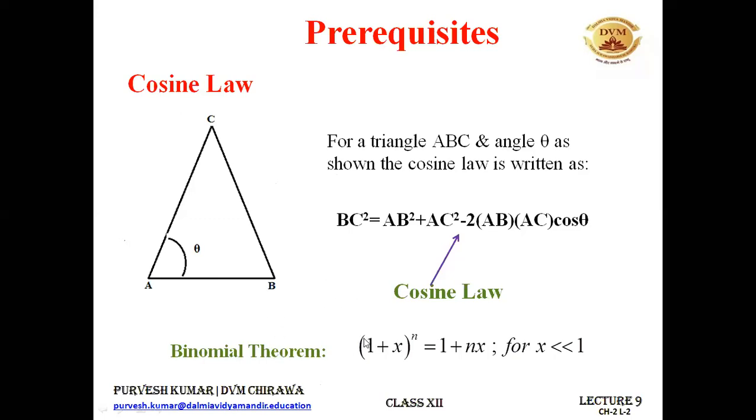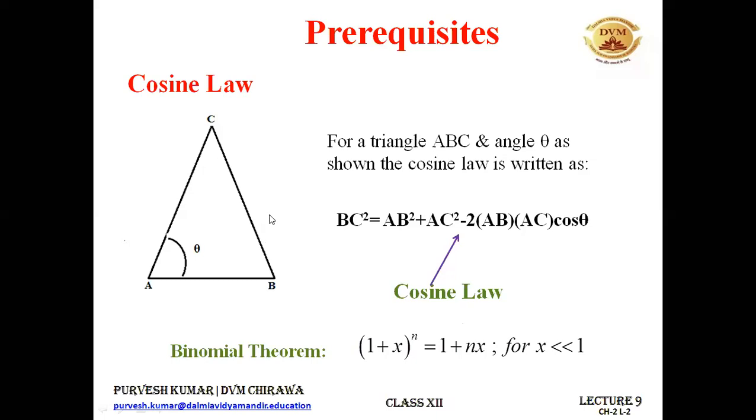So binomial theorem says this thing: 1 plus x to the power n can be written as 1 plus nx, but the condition is that x has to be very, very much less than 1. If this condition is satisfied, we can neglect the higher order terms. All right. So these two things we'll be using. So let's start with our derivation.